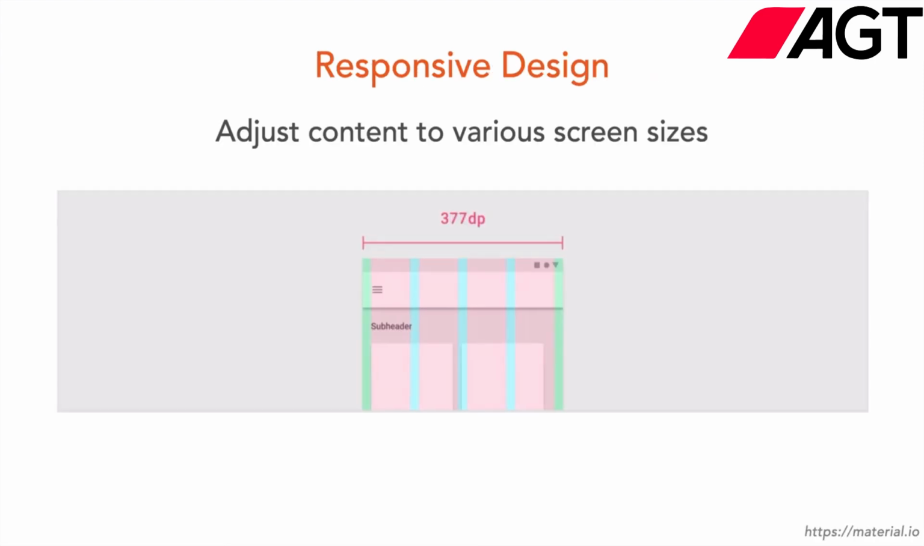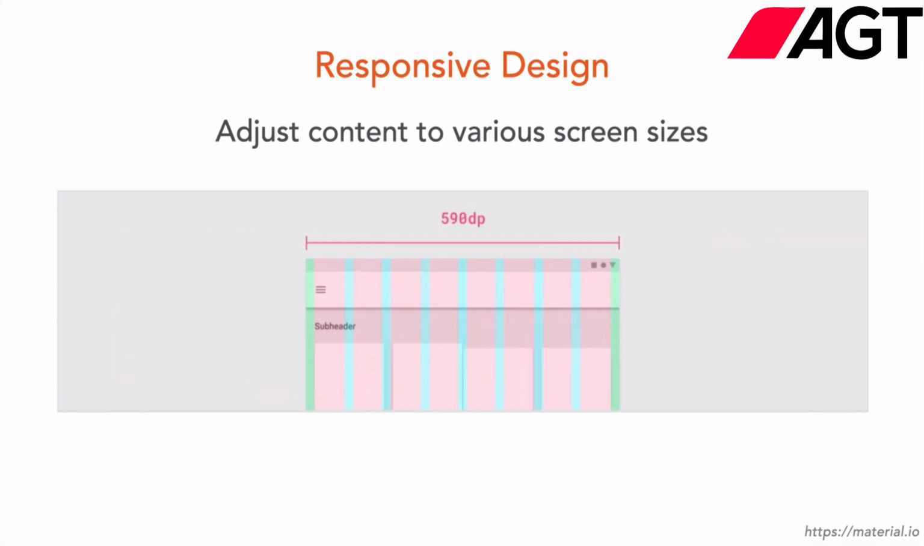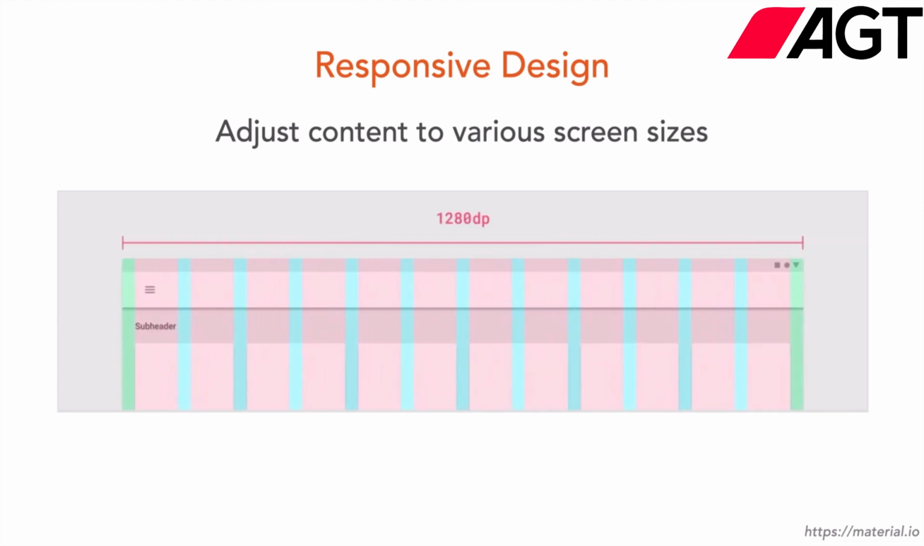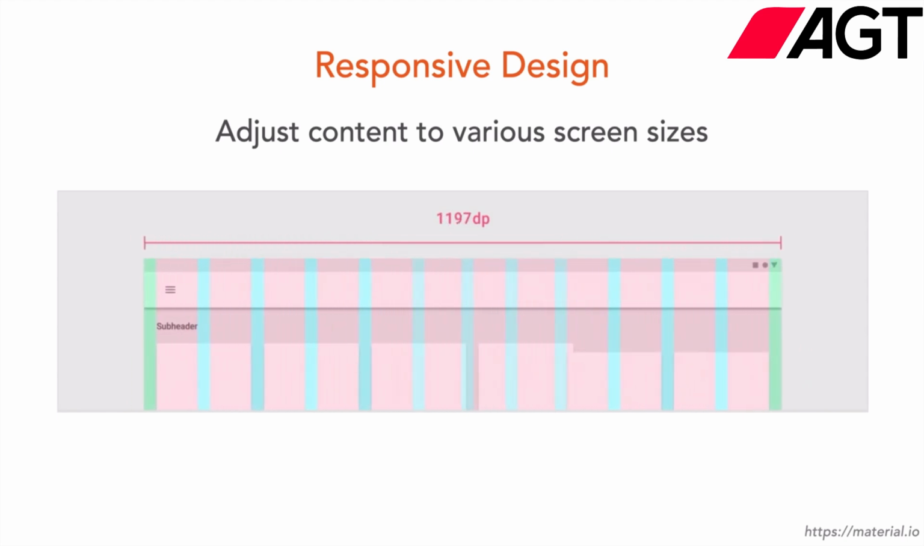So enter responsive design. Under responsive design, we will try to adjust our app's screen content to various screen sizes, so that our app screen will look nicer on any kind of device.